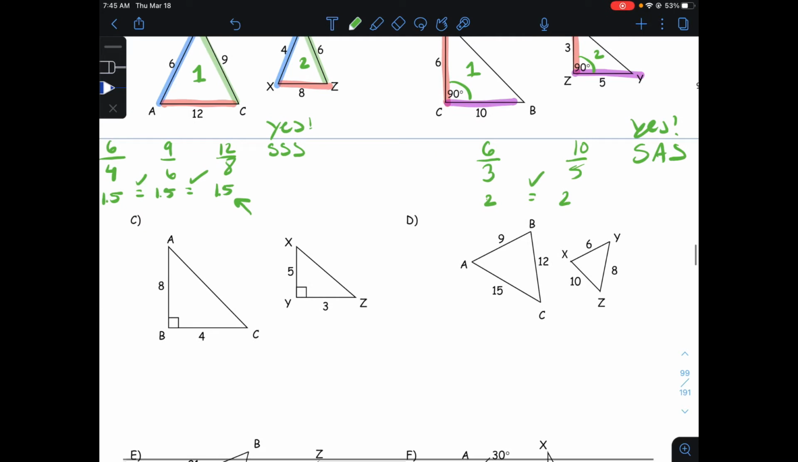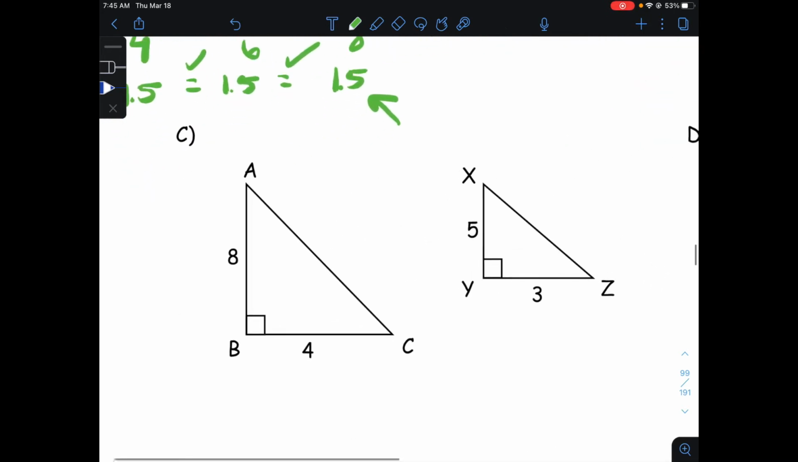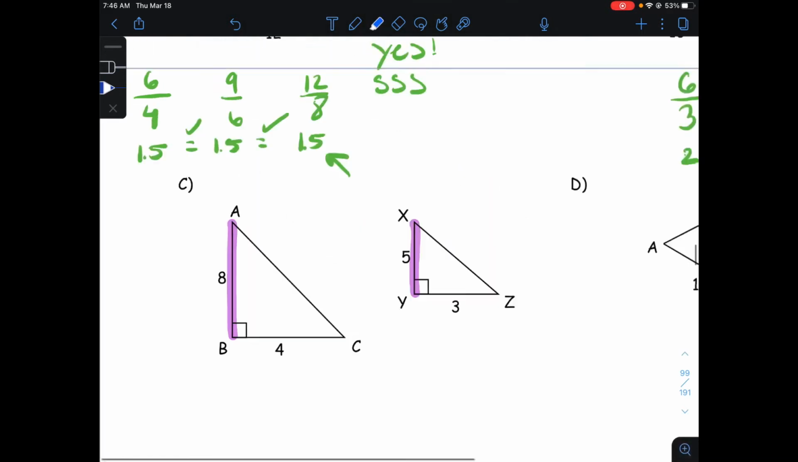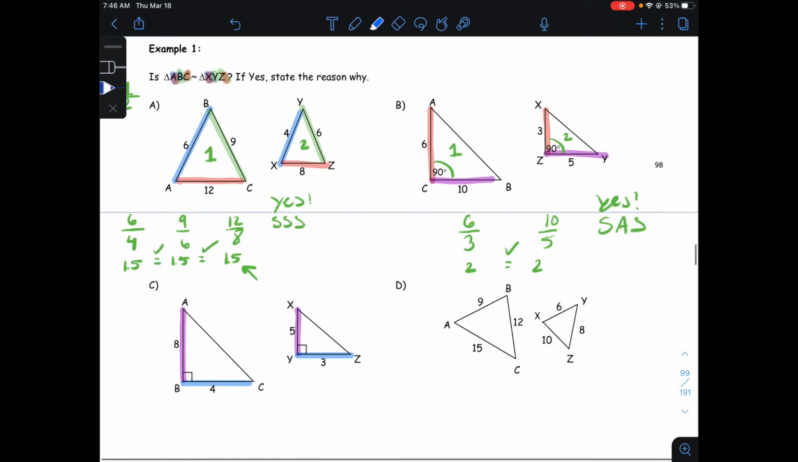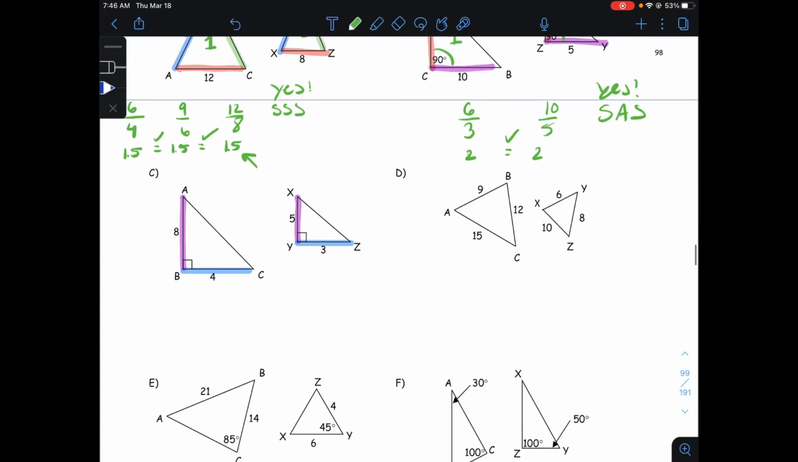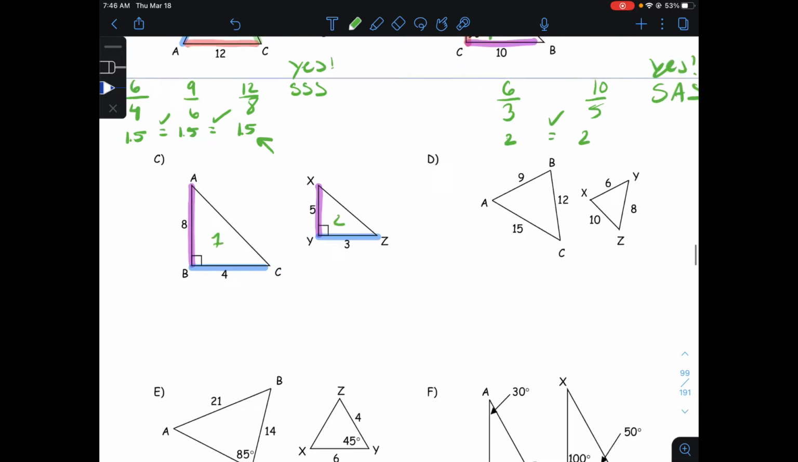All right, so let's try C. So C looks pretty similar to the one we just did. We've got AB, XY go together. And again, you can use the similarity statement they gave you. Sometimes they actually won't give you a similarity statement, and there's a specific way you can go about that, and we'll eventually talk about that. In this case, we followed along with the similarity statement. Let's label this triangle 1 and triangle 2.